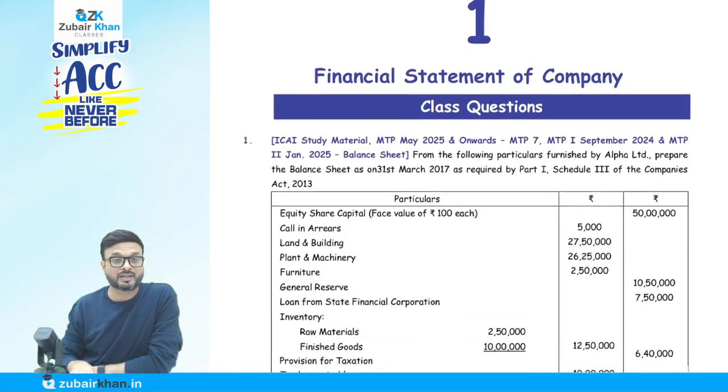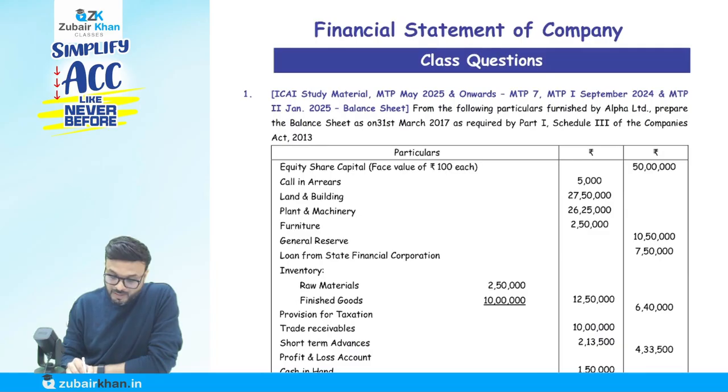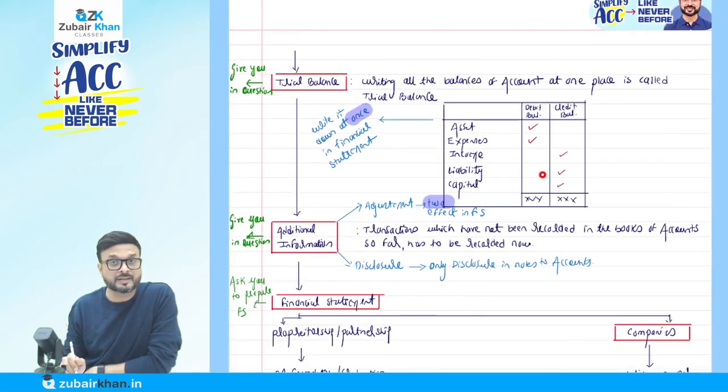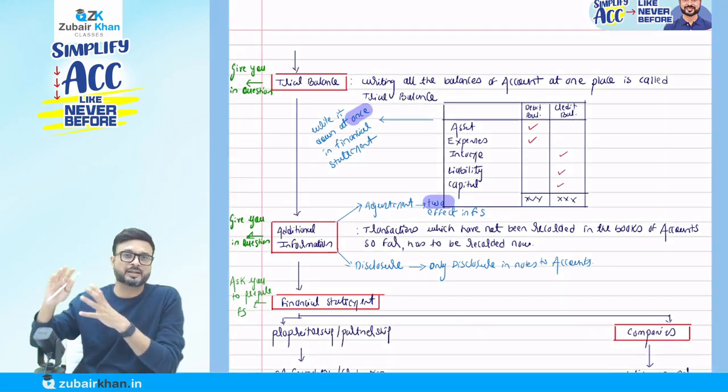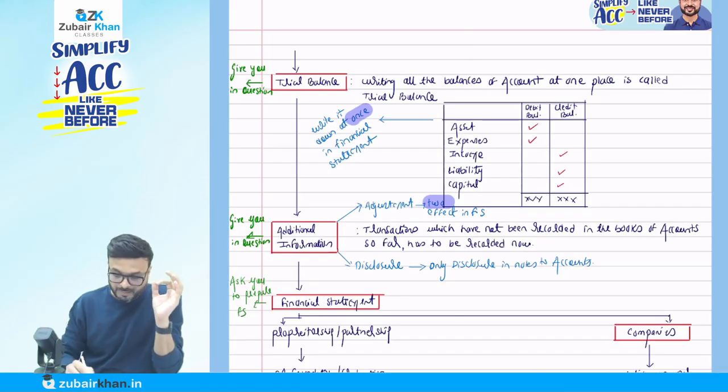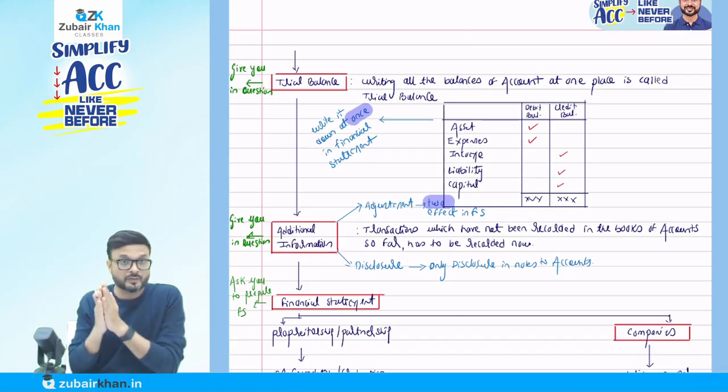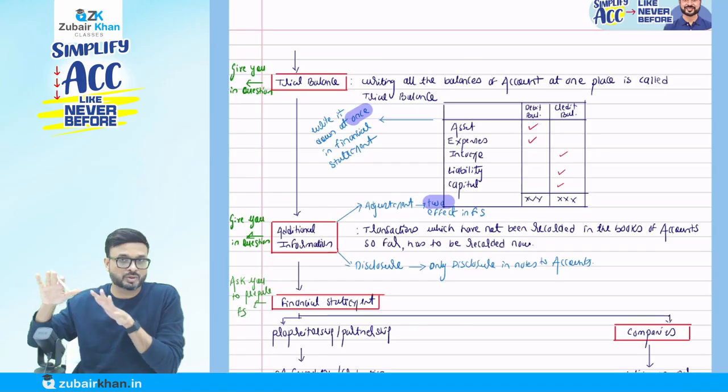Now what they will do here is give you a trial balance. In this trial balance, they write down asset, expense, income, liability and capital. If they ask you to prepare the P&L account and balance sheet, both are needed. But they will ask you only for the balance sheet, because we are initially solving the question of balance sheet.